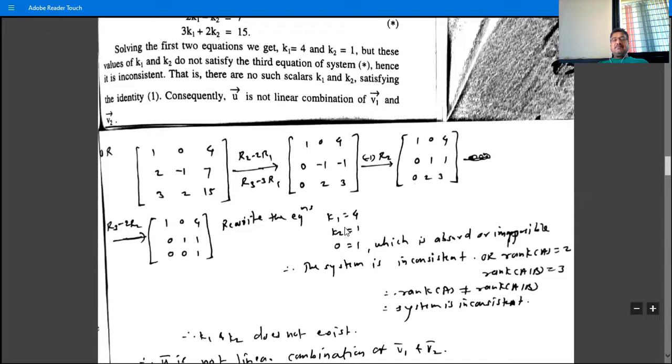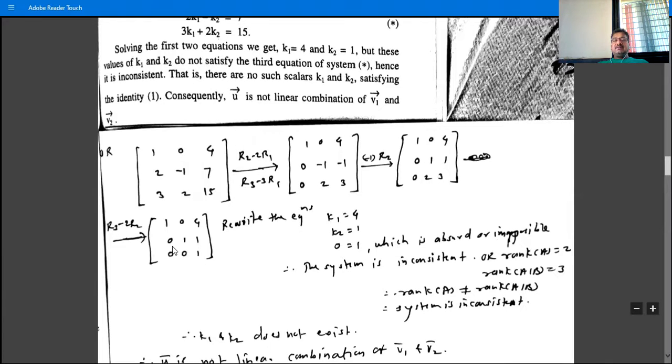And then rewrite the equation. So what we have: K1 plus 0 into K2 is equal to 4, means K1 is equal to 4. Then the second equation, 0 into K1 means 0, plus 1 into K2 means K2 is equal to 1. And the third equation, 0 into K1 is 0, 0 into K2 is 0. So 0 is equal to 1, which is absurd, which is impossible, and therefore the system is inconsistent. This is one way.